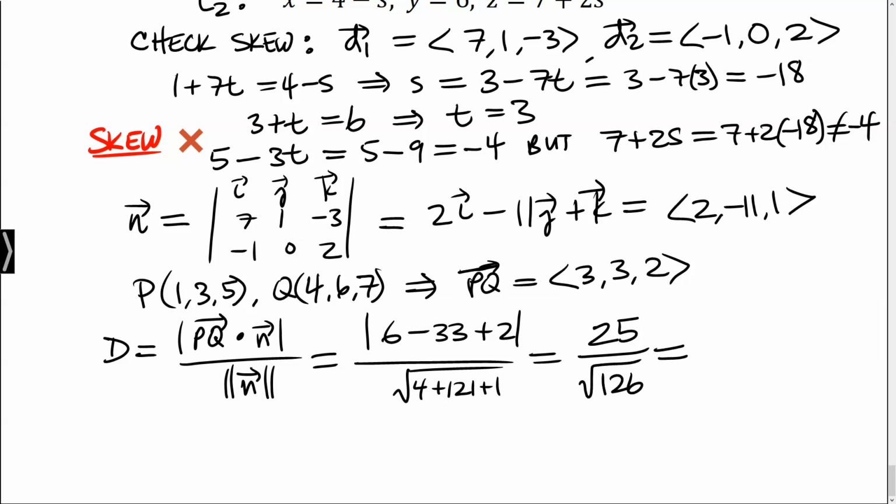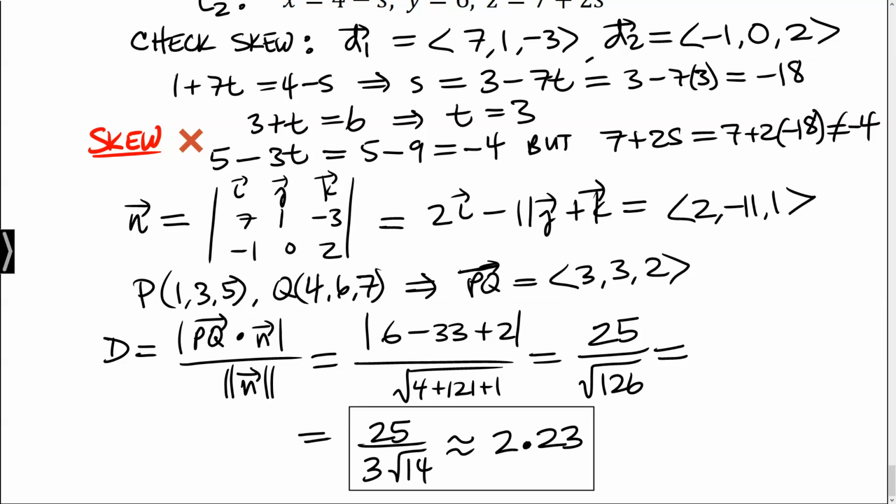You can reduce this a little. Even if you don't rationalize it, you can clean it up a bit and get that this is 25 divided by 3 square root 14. And that turns out to be about 2.23. Okay, so that would be the distance between the skew lines.